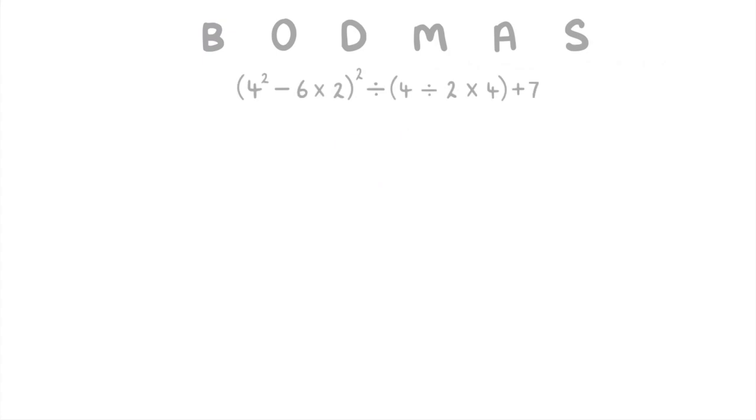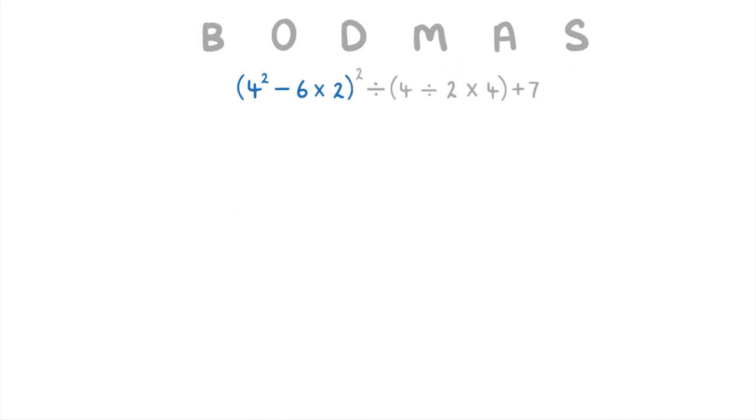Let's try one more. So first of all, we need to look for any brackets. And this time there are 2 sets of brackets. So we'll have to look at one of them and then the other one. It's completely up to you which one you want to do first, but in general, I would say it's just easier to start on the left and then work to the right.